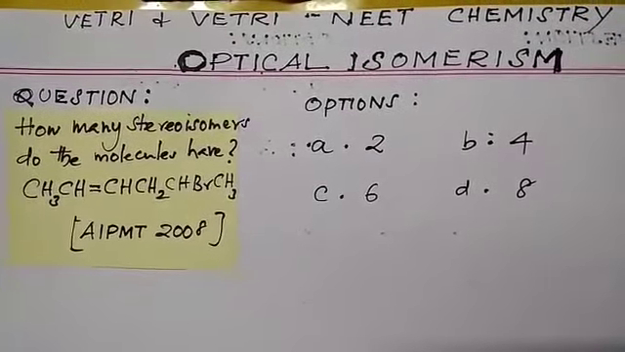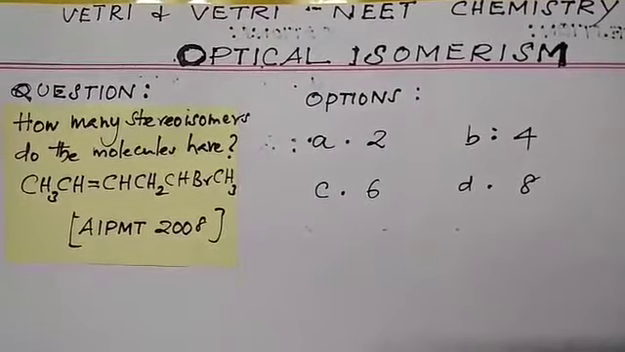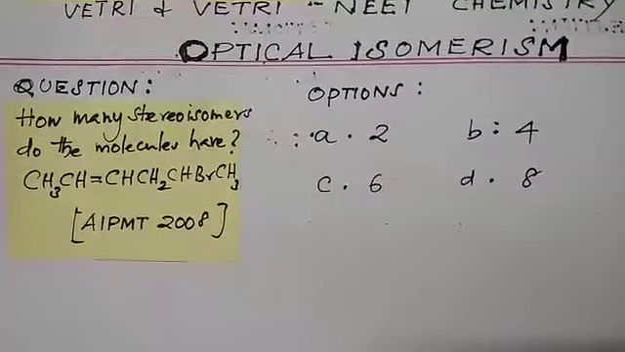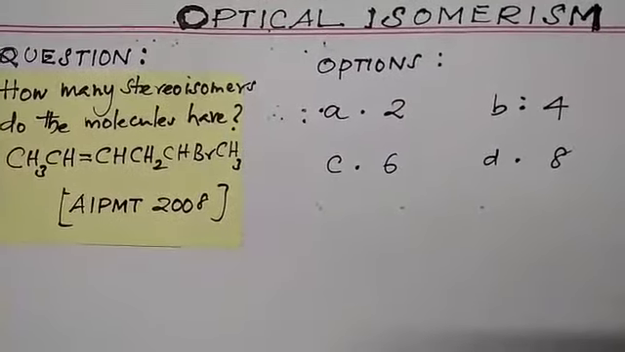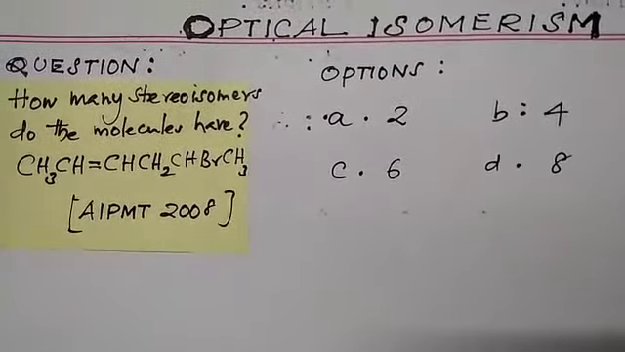Let us go to the topic. Today's topic is optical isomerism. Let us see, we know the condition for optical isomerism: the compound should contain an asymmetric carbon. Now we are coming to the question.